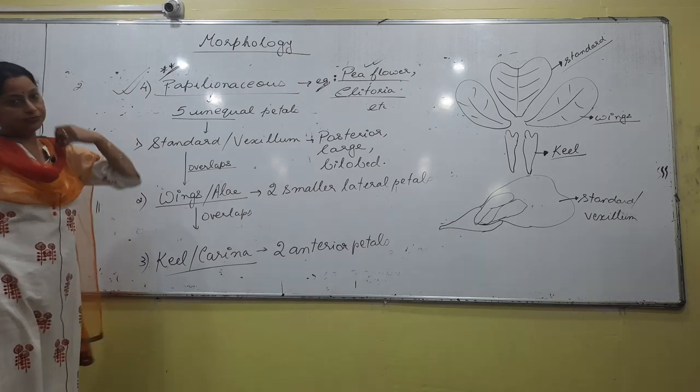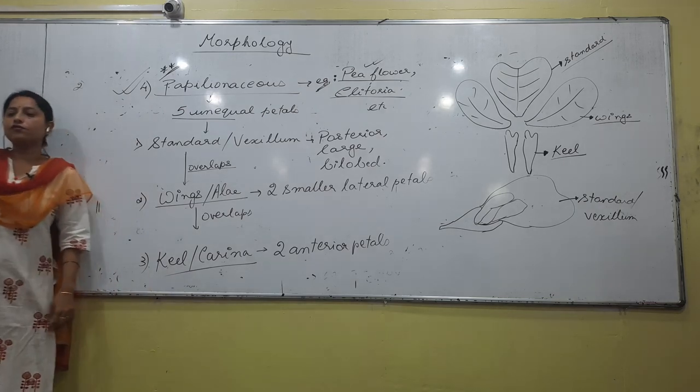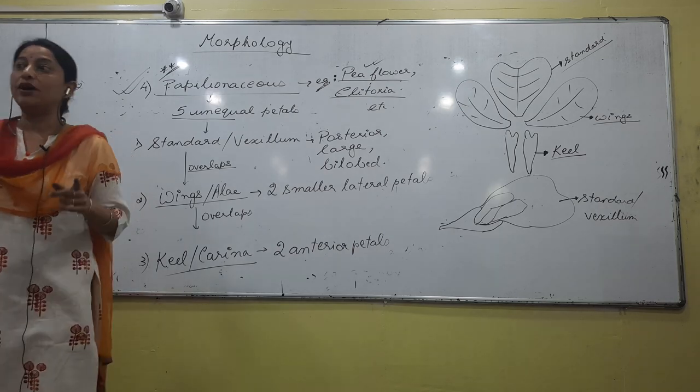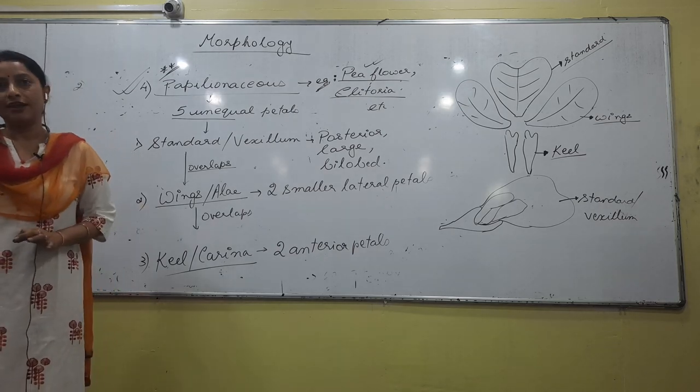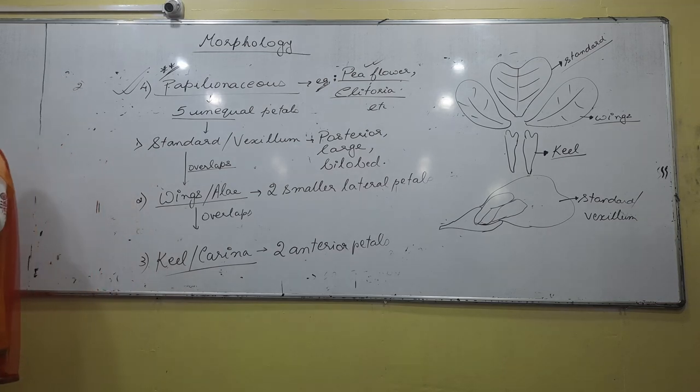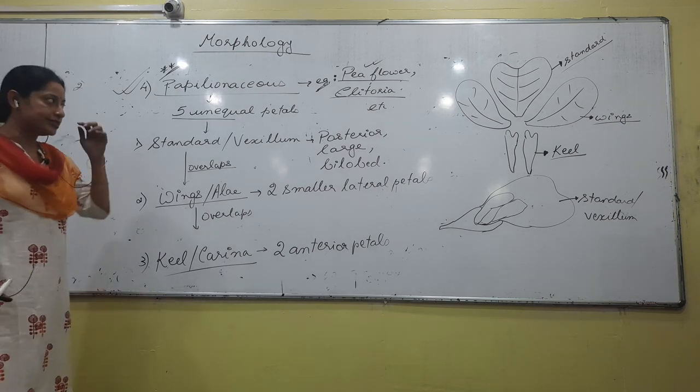Very important. Out of the four types, number one and number four are very, very important, right? Cruciferous condition or cruciform, family Brassicaceae, and papilionaceous, the pea flower belonging to the family Papilionaceae or Fabaceae, right? We'll be talking about those names.